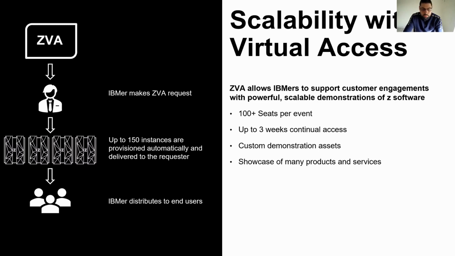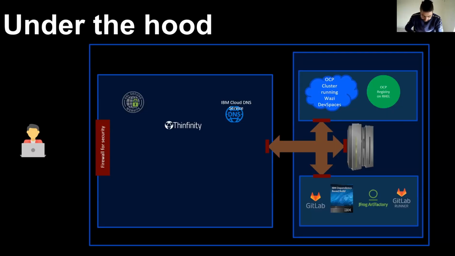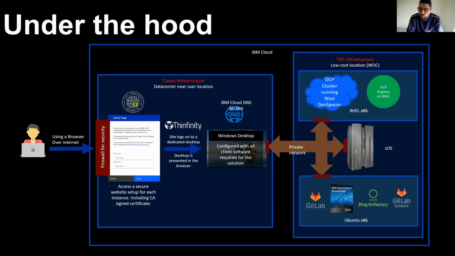Just to move on to the next one, this is the architecture diagram for one of our ZVA assets, our most complex ZVA asset, actually, to give you an idea of how this all works. We have the user accessing over a browser through a product called Thinfinity, which allows access through the firewall. And we have our secure cloud service that then connects it to the Windows desktop. That is in classic infrastructure in IBM Cloud, so that's provisioned near the end user.